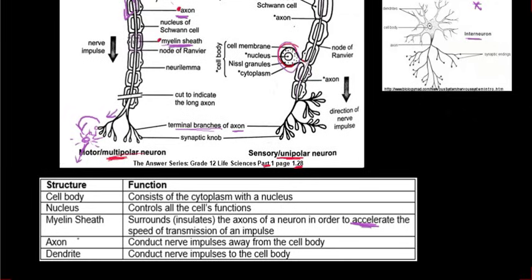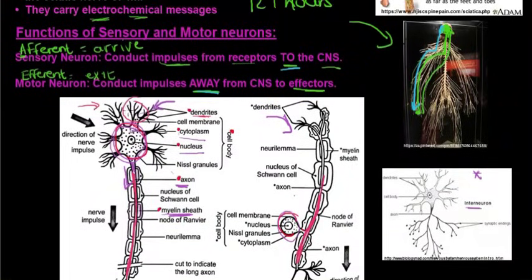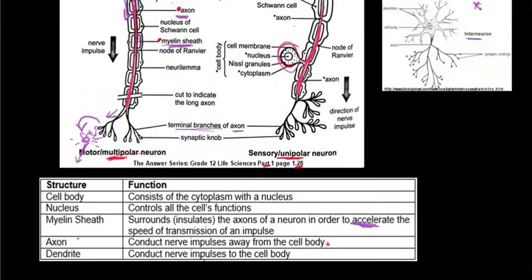Then the axon, which is this long structure, this branch going down from the cell body in the motor neuron, and same on this side. So what does the axon do? It conducts nerve impulses away from the cell body. And then the dendrites, which are these branch-like structures at the top, are there to conduct nerve impulses to the cell body.